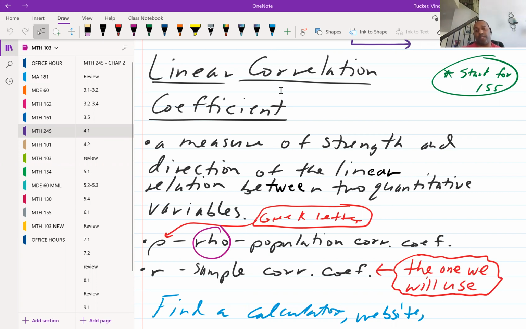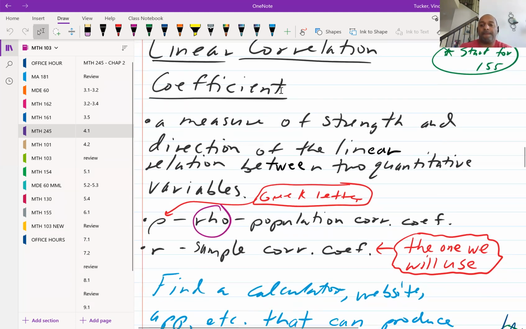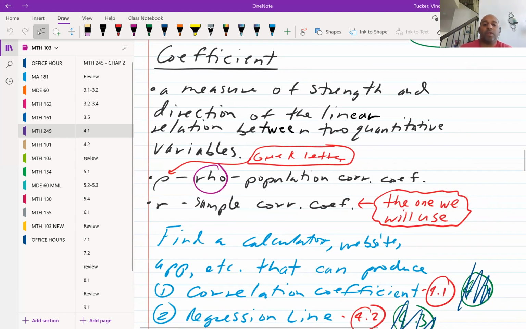We talked before about how population and sample have two different sets of symbols. The same thing happens here for our correlation coefficient. We have the Greek letter rho for the population correlation coefficient. It's like the P, like the baseball P from the Philadelphia Phillies, kind of looks like that P. And then we have the regular letter R for the sample correlation coefficient. And that's the one we will be using.